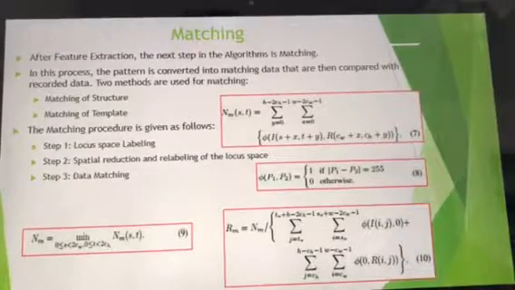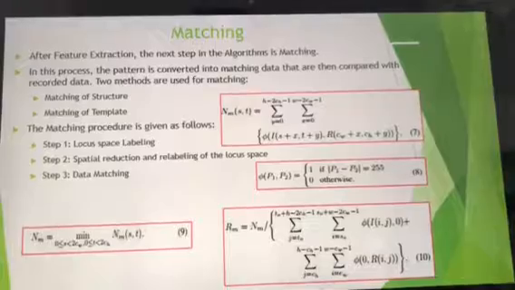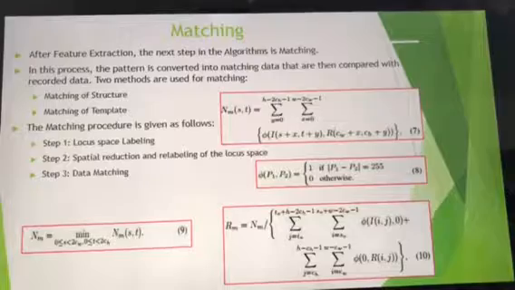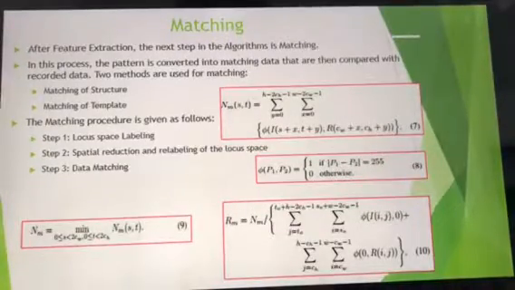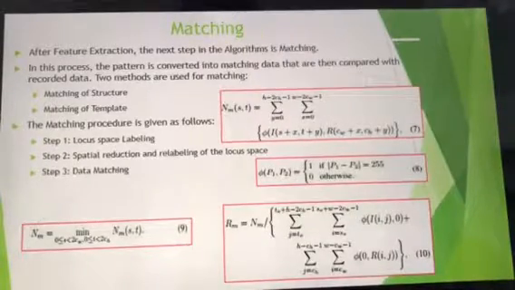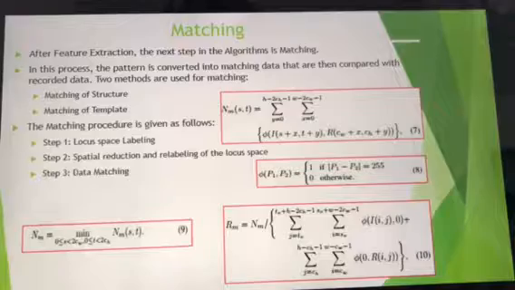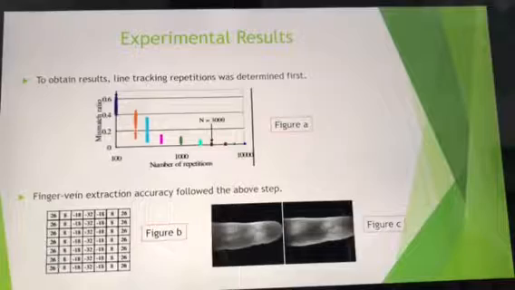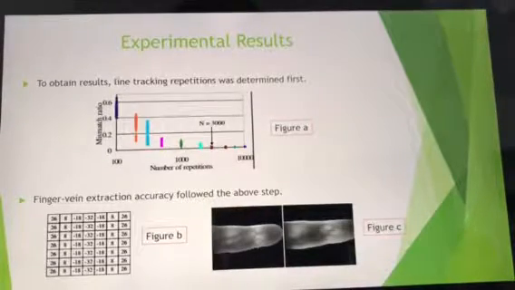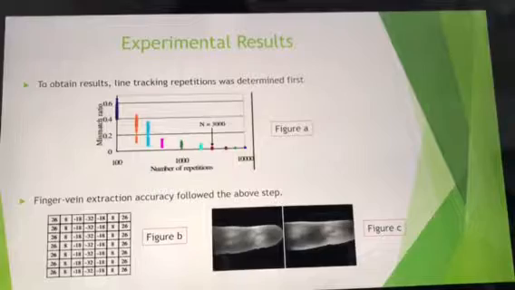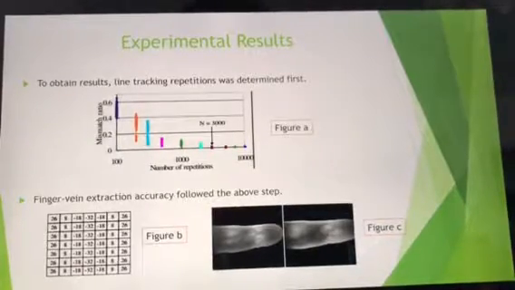Two methods are used for matching: matching of structure and matching of template. The matching procedure is given as you can see in the red box. For the locus space, the first step is to identify the locus space labeling, then the spatial reducing and labeling of the locus space, and then the data matching. Now the results were quite impressive because, as you can see, the line tracking repetition was determined first, and you can see the mismatch ratio versus number of repetitions, and also the matrix in which the finger vein extraction was carried out.